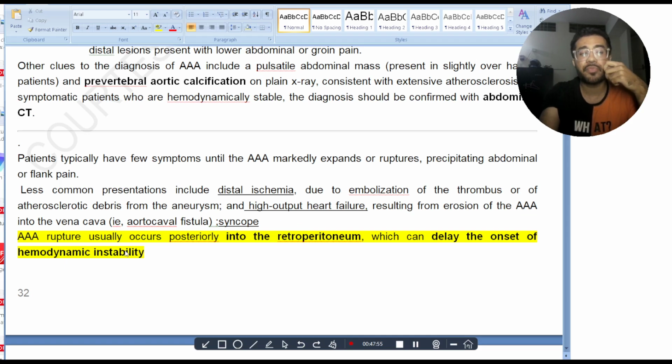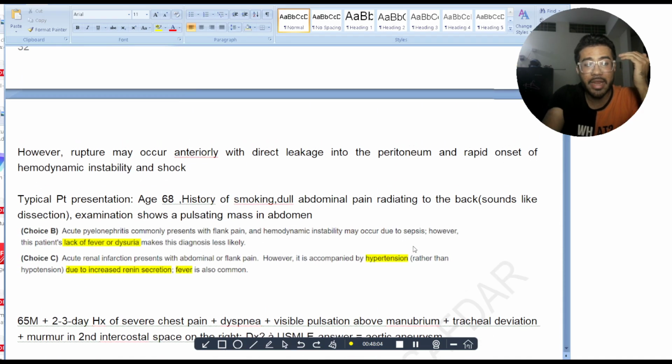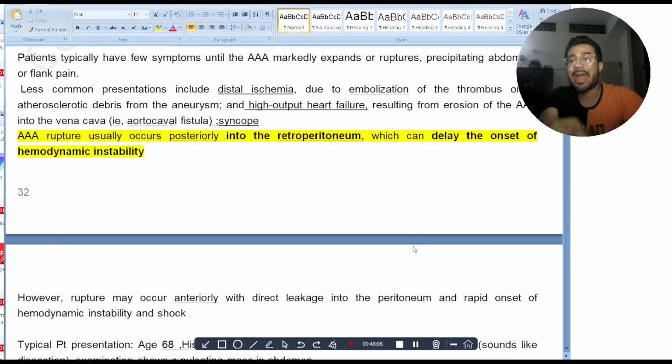AAA rupture usually occurs posteriorly into the retroperitoneum, which can delay the onset of hemodynamic instability. So, what I want you guys to keep in mind is that it is not necessary that if a patient has an abdominal aortic aneurysm rupture, he just dies on the spot, because usually the rupture is in the posterior peritoneum. The blood collection is contained, and since it is contained, the symptoms of hemodynamic instability can be a little bit delayed.